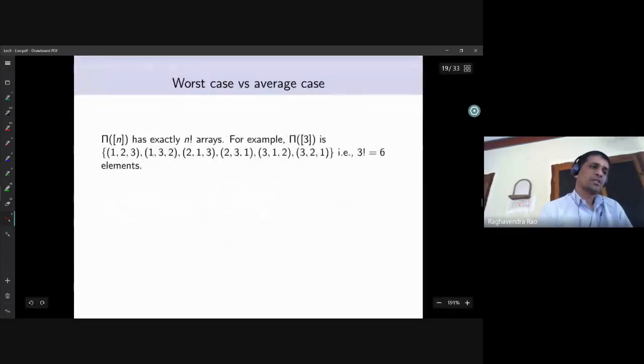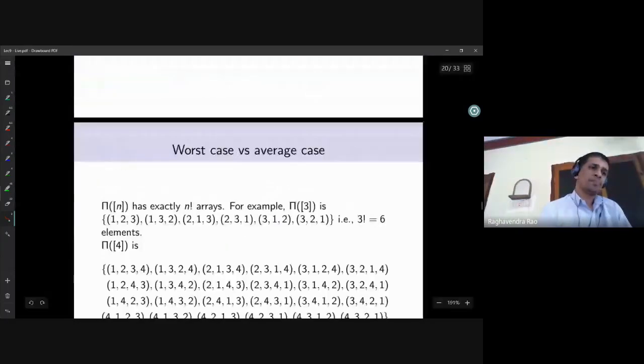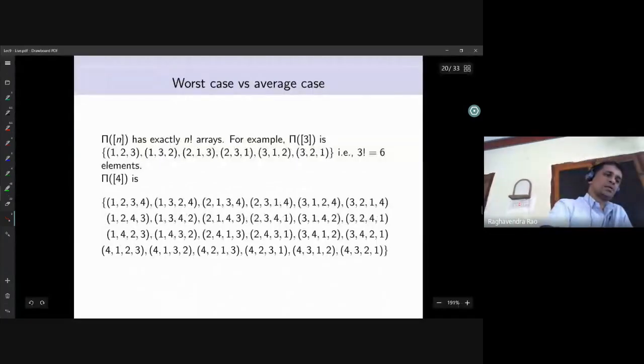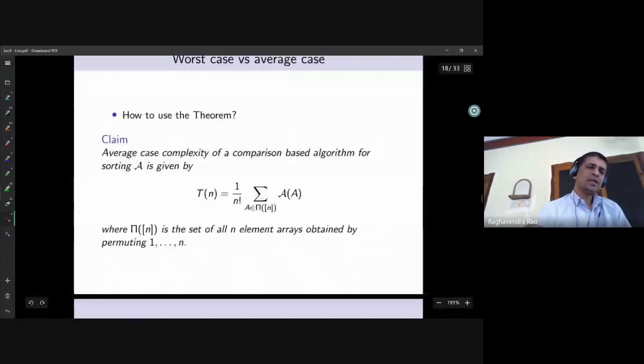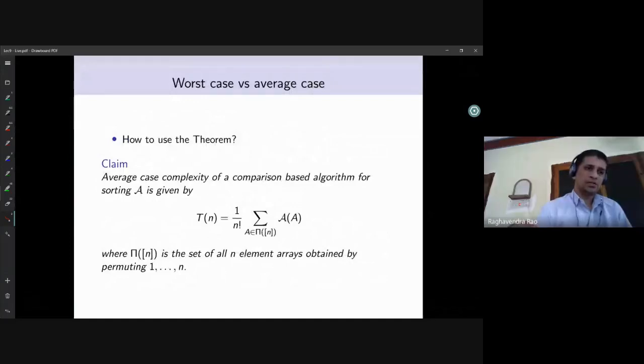I've just given examples for convenience. Pi of 3 is basically this 6 element set. Pi of 4 is this 24 element set, all permutations of 1, 2, 3, 4. So now the definition is fairly simple, right? This is what you would have seen in many textbooks or in your previous courses. And I hope this justification clears out why this can be done formally.